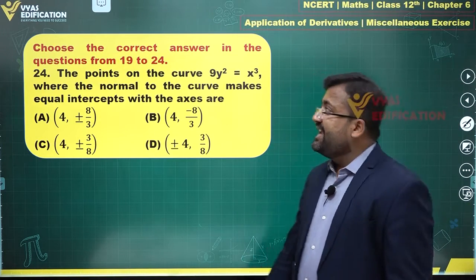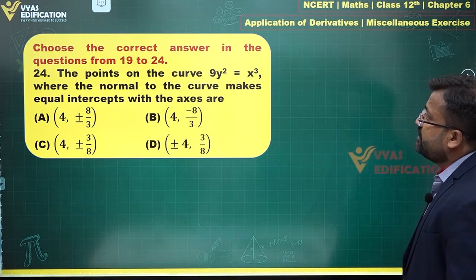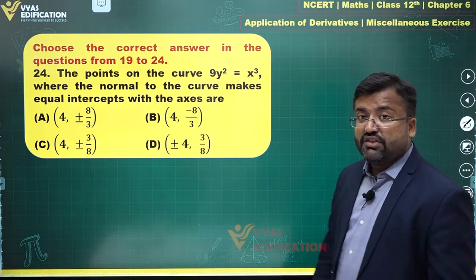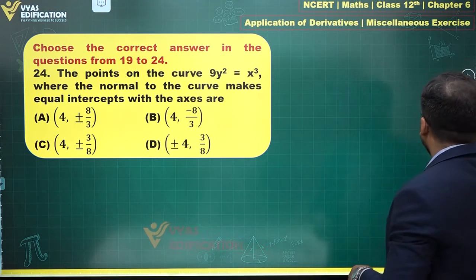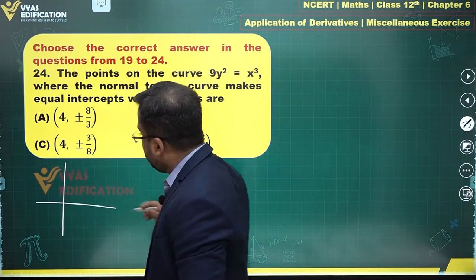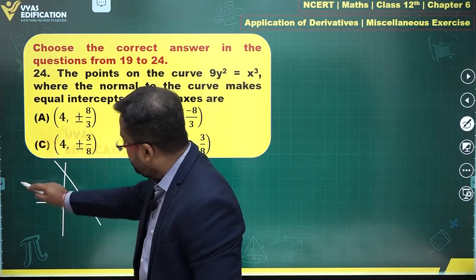Question number 24 says: find the points on the curve 9y square is equal to x cube, where the normal to the curve makes equal intercepts with the axes. Now that's an interesting thing. What does it say? Makes equal intercepts with the axes. Equal intercepts would imply equal intercepts with sign, either plus plus or minus minus.